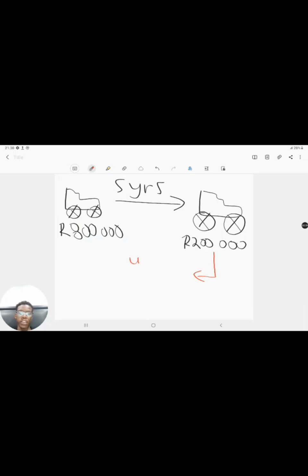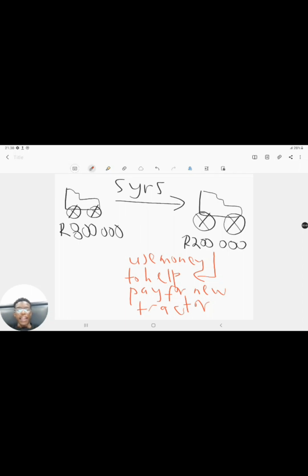So use money. The money is the 200,000 rands, right? Use money to help pay for the new tractor. He wants to use this money to help him pay for the new tractor. But we have a bit of a situation here. This 200,000 rands is not going to be enough to help the farmer pay for a new tractor.